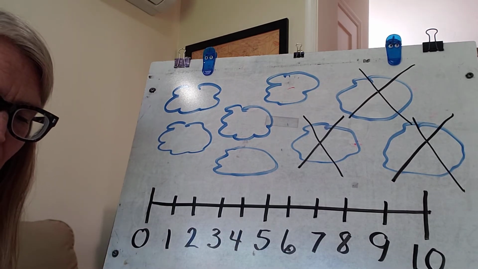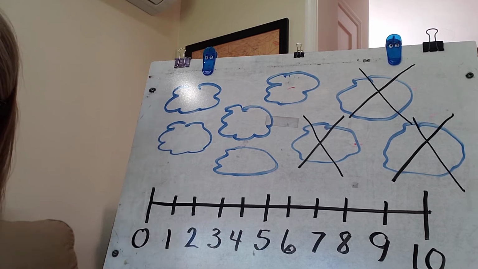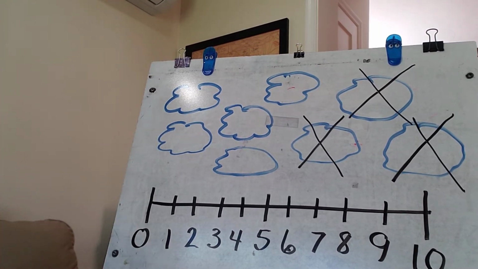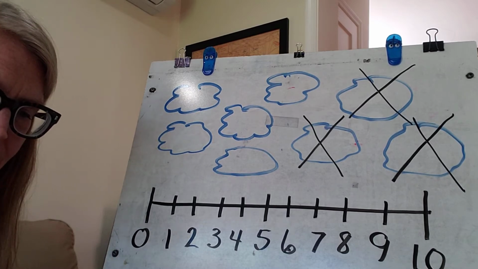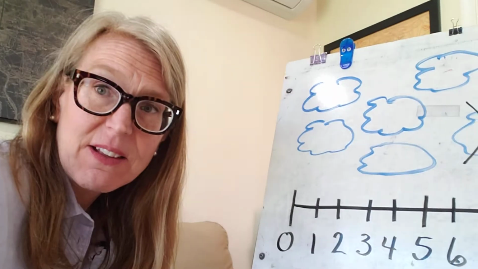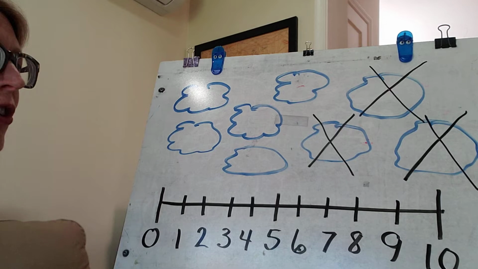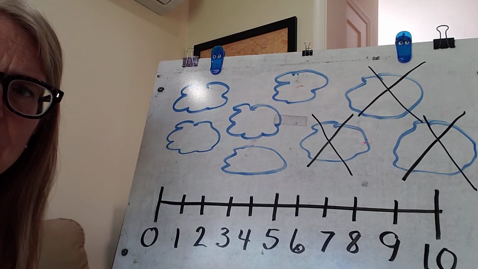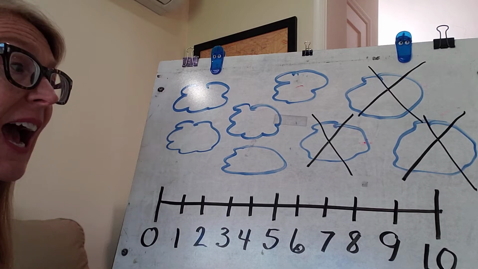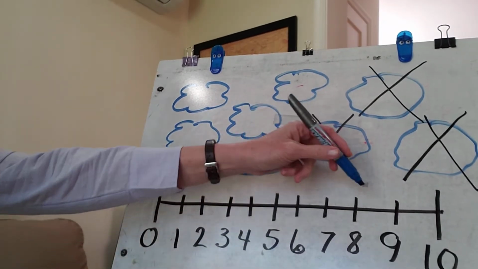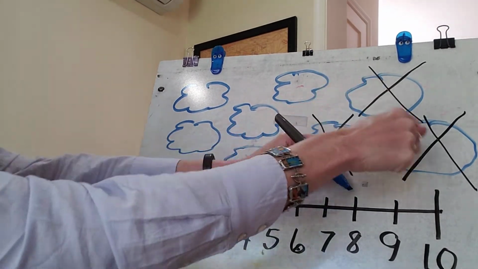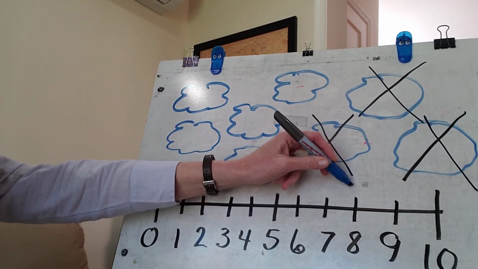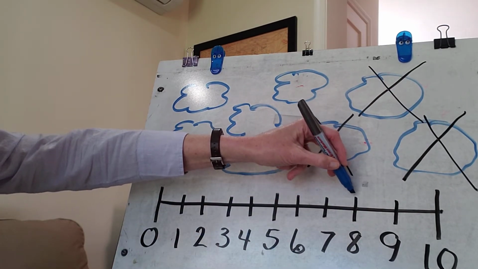All right? I want to know how many clouds I have left. But I want to use my number line to solve this, okay? So, how many clouds did I have to start? I had 8 of them, right? How many got blown away? All right, 3 of them, so I need to make 3 hops.